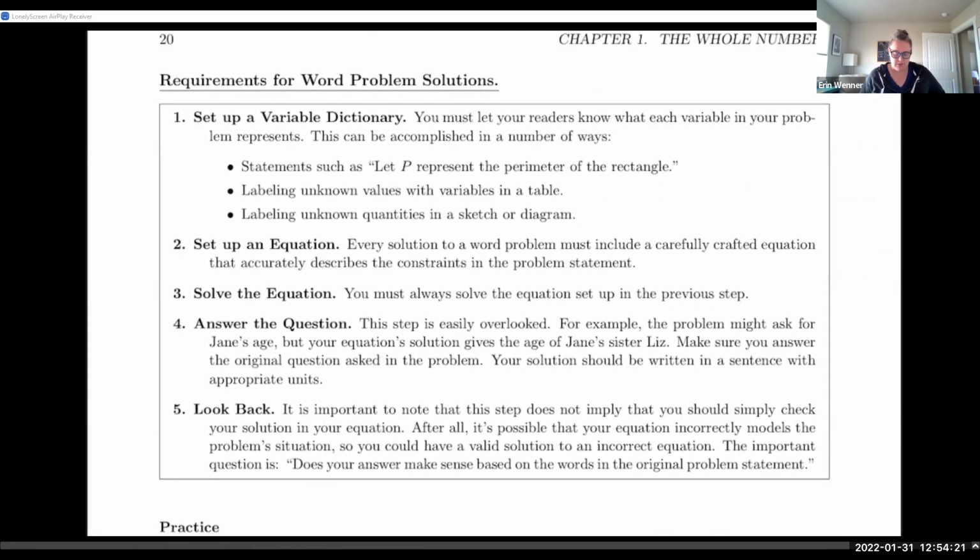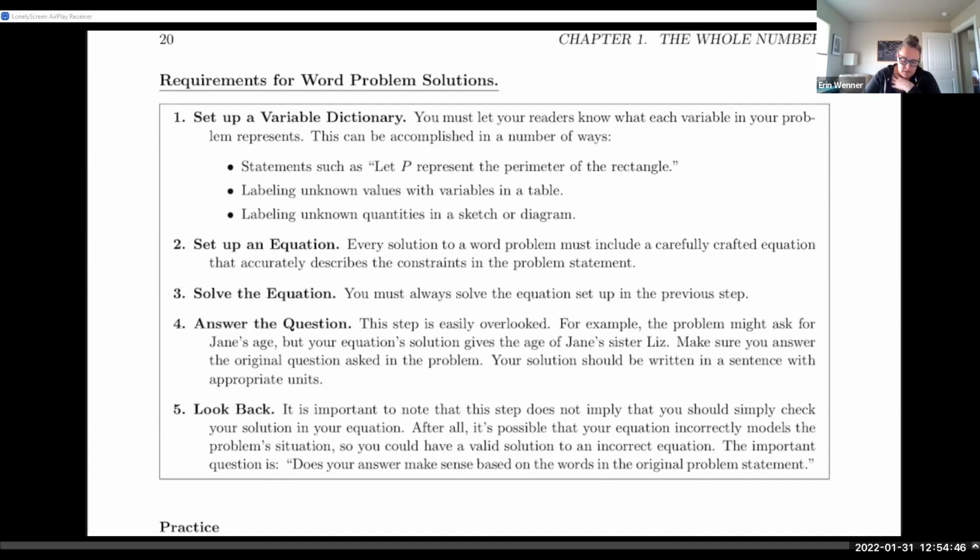So first of all, set up a variable dictionary. What this means is you want to define your variables and write it out. So statements such as let P represent the perimeter, or labeling unknown values with variables in a table, and labeling unknown quantities with a sketch or a diagram, just something to give you a visualization of what these variables mean, right?